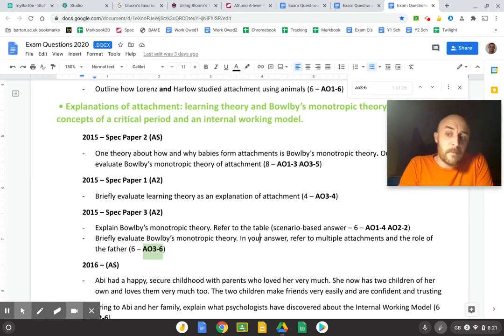So that is a basic run through of AO1, AO2, AO3. A lot of you may probably know this anyway, so it is just a basic run through for those who didn't, but it is super useful to go through this.